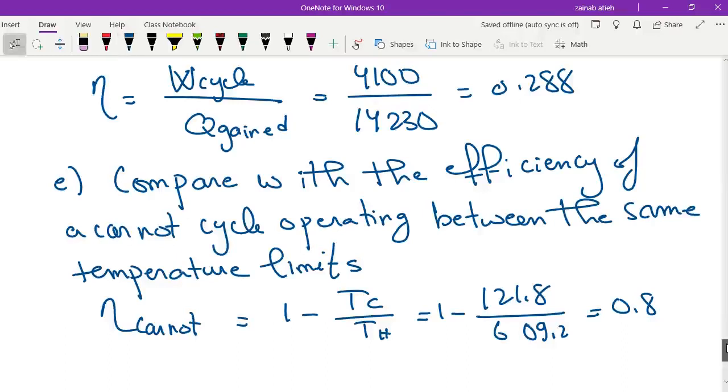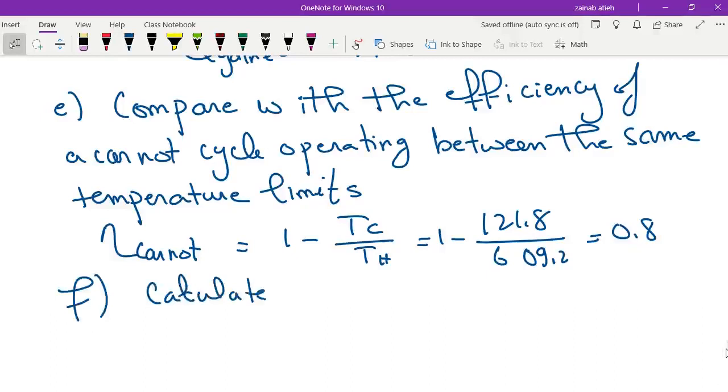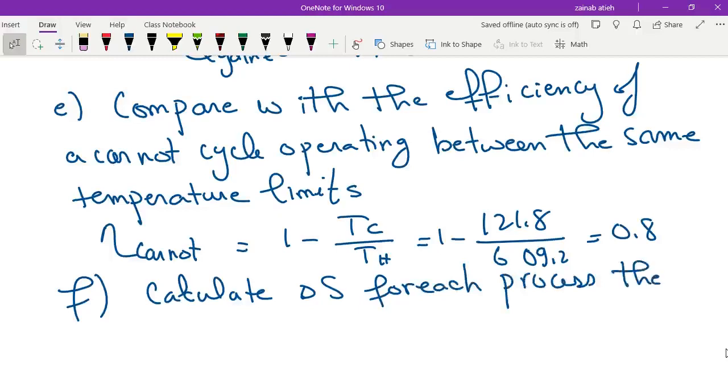Now I will add one more part, which is part F. Calculate delta S, which is the entropy variation for each process, then check delta S for the cycle. Delta S for a reversible cycle must be zero. Okay, so let's calculate delta S for each process.